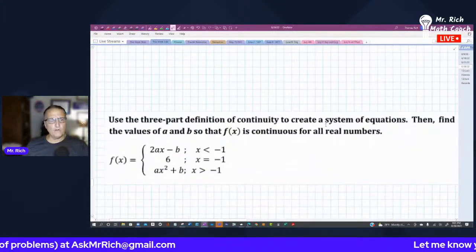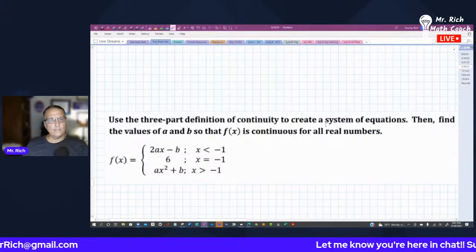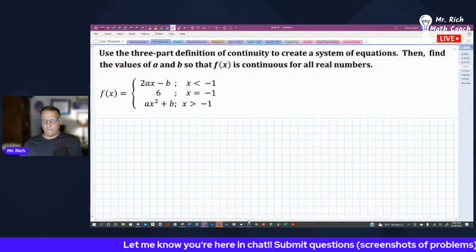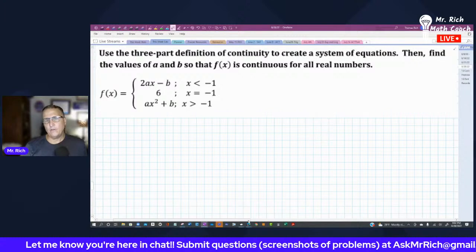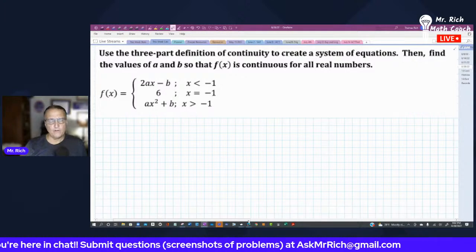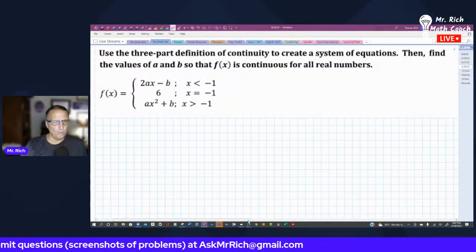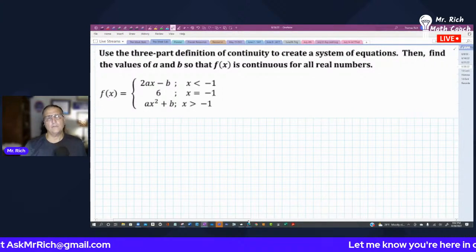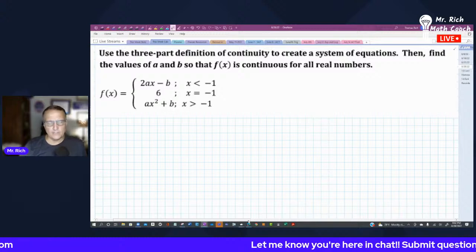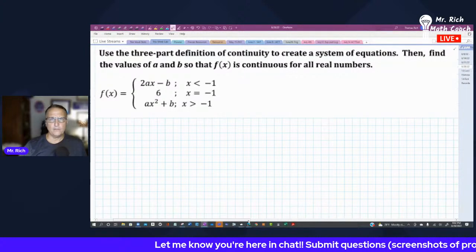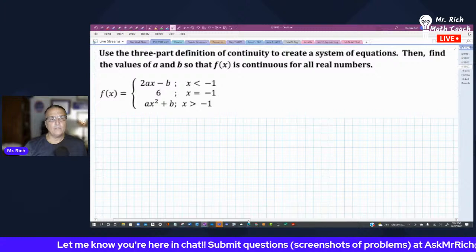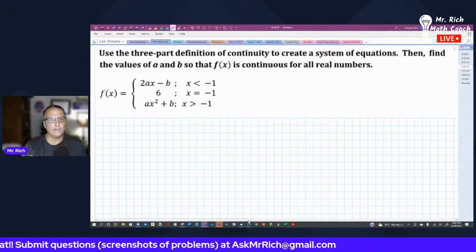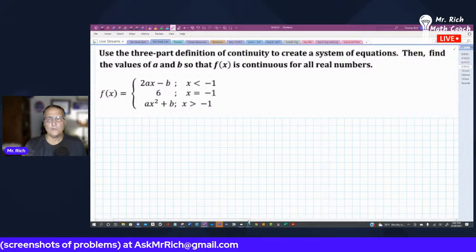Let's move on. All right, here is another piecewise function, and here what we've got, which is a favorite of College Board, is they give you a system of equations, which happens to be in the form of a piecewise function, but I've got unknown constants, right? That is what the College Board loves to do. You've seen it on the SAT. Find the constants to make something true. Here it says use the 3-part definition of continuity to create a system of equations, then find the values of a and b so that f of x is continuous for all real numbers.